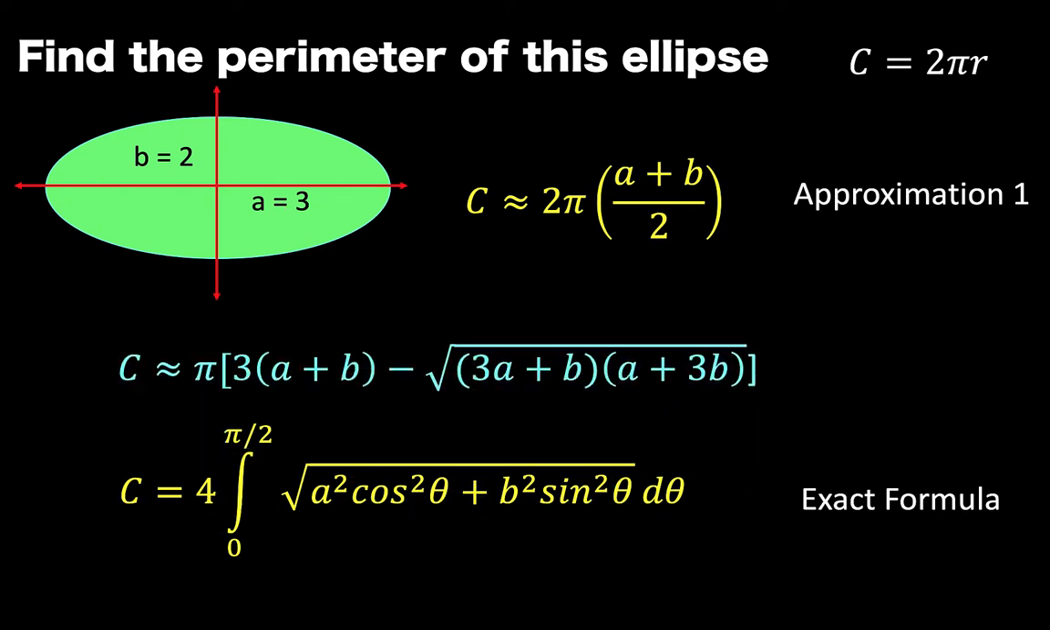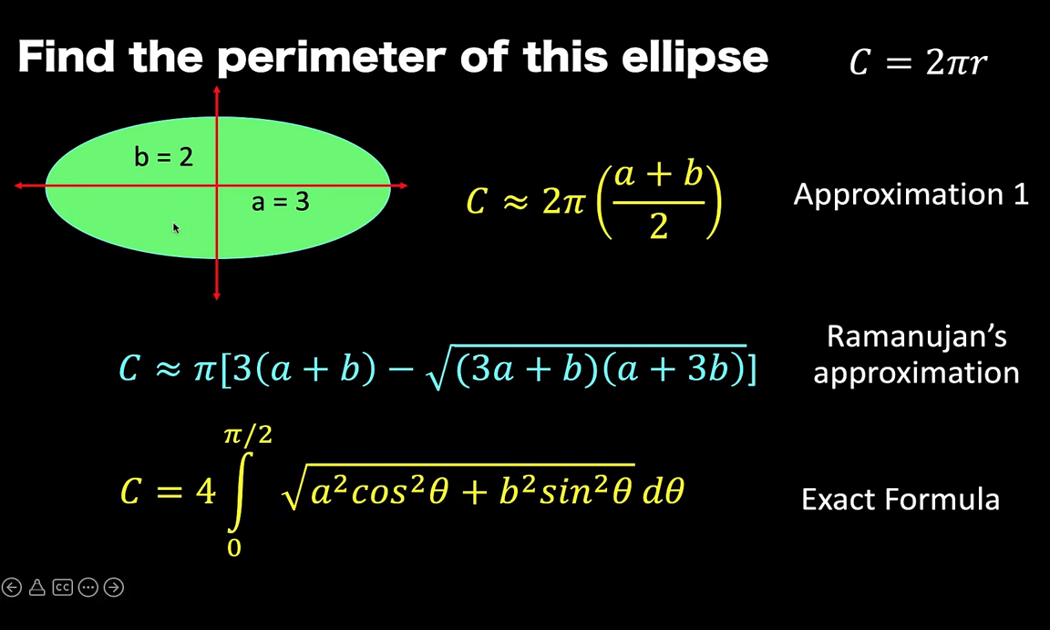Now, another formula that we can use in order to approximate the perimeter of an ellipse is Ramanujan's approximation. C is equal to pi times the quantity 3 times the quantity a plus b minus the square root of the quantity 3a plus b times the quantity a plus 3b. And of course, we have this exact formula involving definite integration.